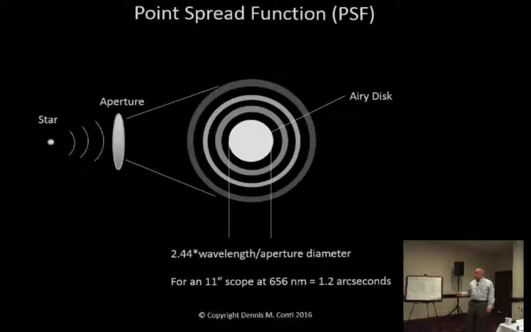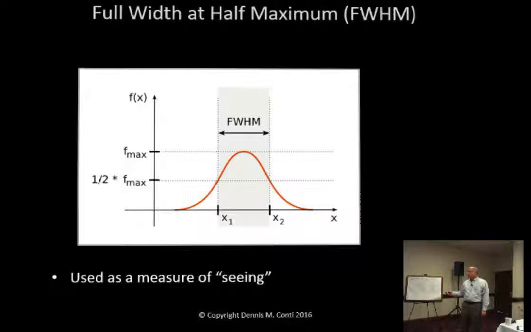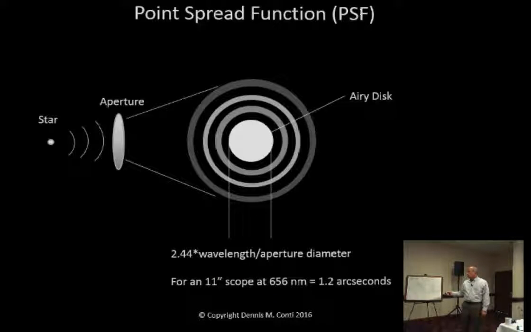One of the key things to understand is that when we look at a star, it's not just a nice, bright little star. What we're seeing is a conglomeration of rings, the so-called Airy disk pattern created by the star. Any point of light, like a star, going through an aperture will create these diffraction patterns.